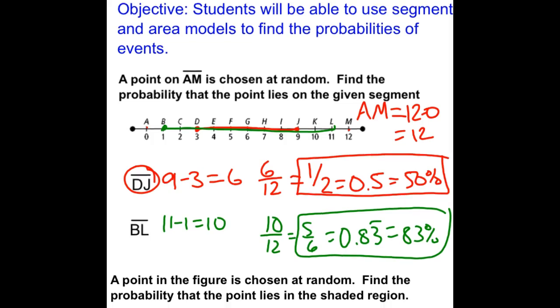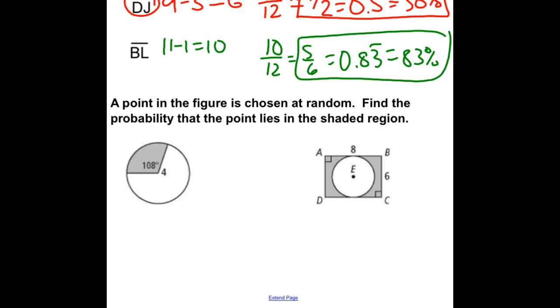Okay, so after that we talked about some area models like this. It says a point in the figure is chosen at random. Find the probability that the point lies in the shaded region. So you actually might have seen these specific problems before. When we have a circle like this and we have the degree of a sector, you want to think about, well, how many degrees is the whole circle? 360. And you can sit here and you can find the area of the sector and you can find the area of the whole circle, but essentially what's going to end up happening is you're going to take the angle measure divided by all the degrees in a circle. So essentially you just want to take that 108 divided by 360 and simplify.